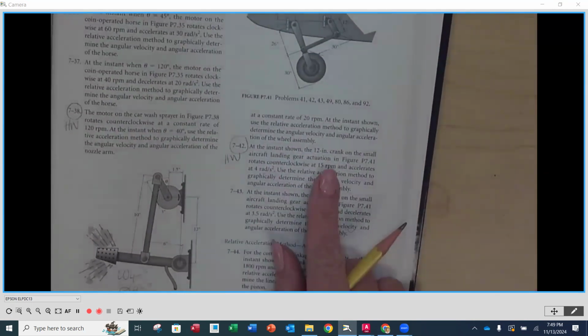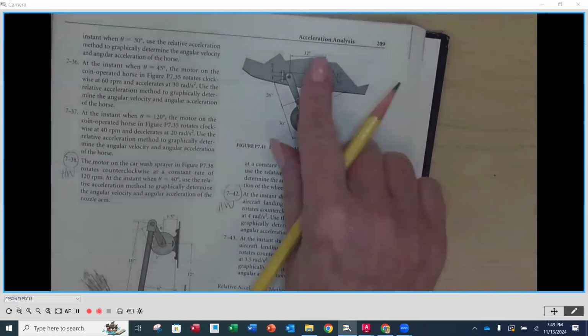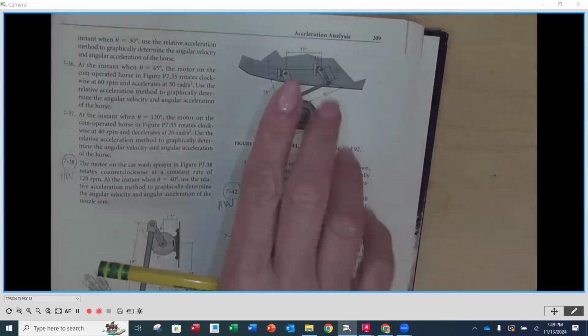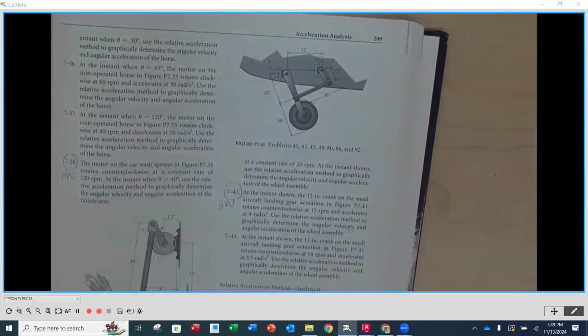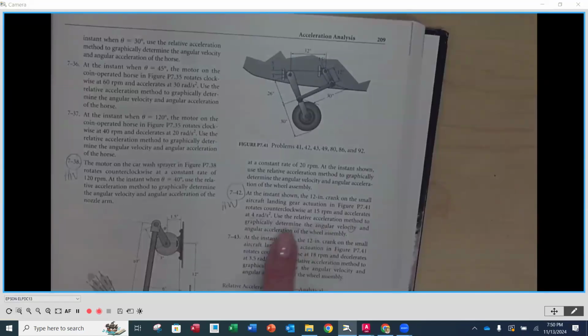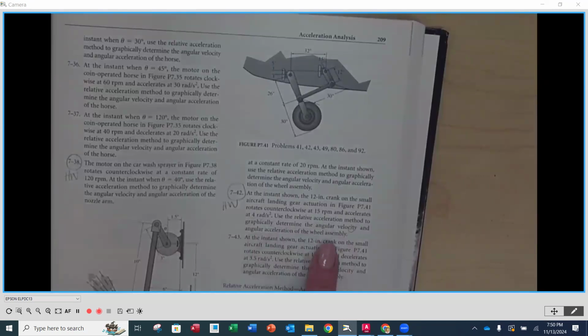So this one is looking up at the illustration up here. This is the landing gear. We've looked at that one. I don't know that all the dimensions are the same, so I would use what's here as your values. And then the landing gear actuation, the small crank, is going to be rotating counterclockwise at 15 RPM and accelerates at 4 radians per second squared. Use the relative acceleration method to graphically determine the angular velocity and angular acceleration of the wheel assembly.